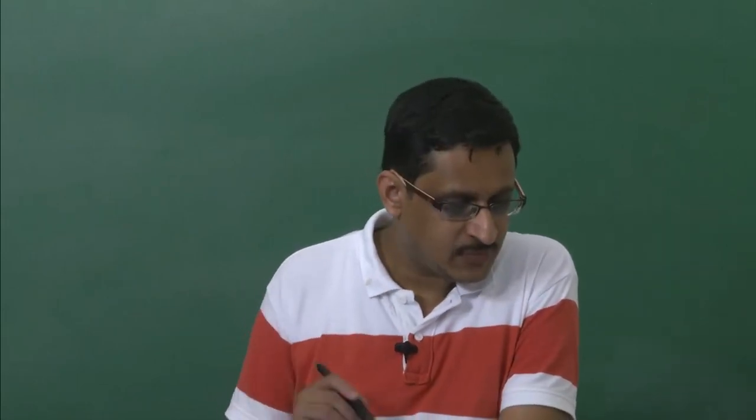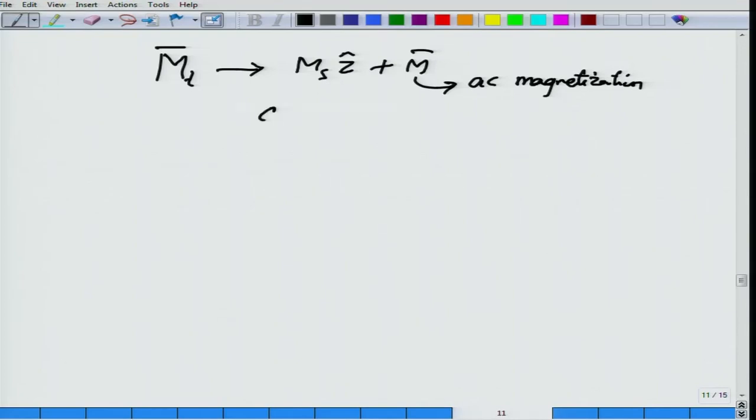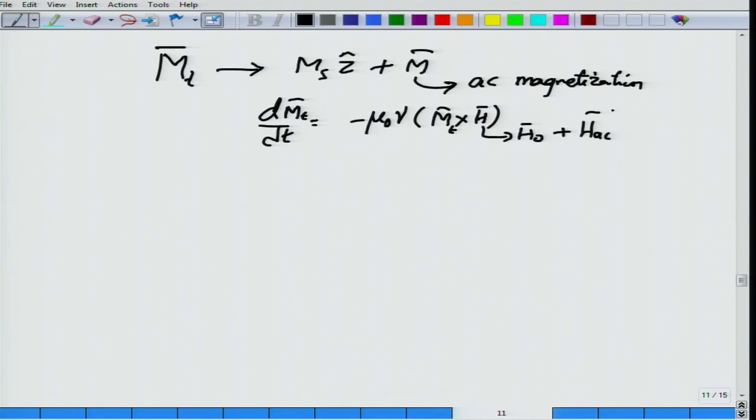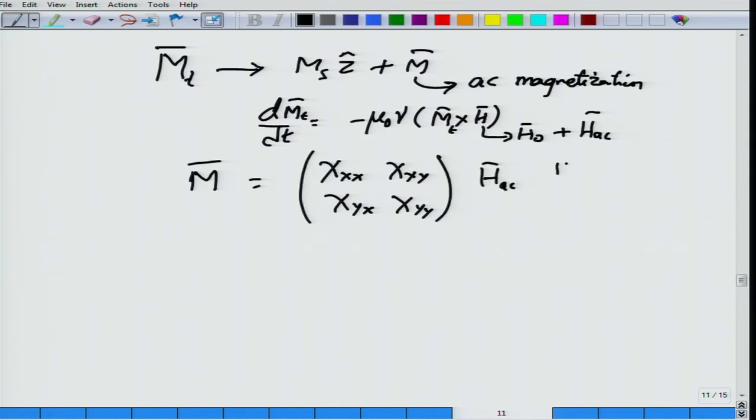Okay, so this is what happens, and you can go back and solve the previous equation, which was that dM by dt was equal to minus mu naught gamma M cross H, right? You can solve this equation for the total magnetization now, with H decomposed into the DC bias plus the AC component, and what you will observe is that m can be written in terms of Hx and Hy, which are the AC components of H, as chi xx, chi xy, chi yx, chi yy times H AC, where H AC will be Hx and Hy, and m, which is the AC component, will be the Mx and My vectors. Okay.